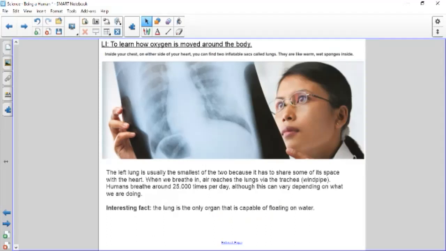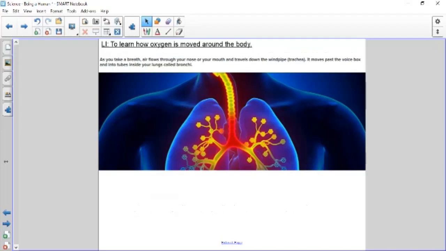Humans breathe around 25,000 times per day, although this can vary depending on what we're doing. An interesting fact is the lung is the only organ that is capable of floating on water. As you take a breath, air flows through your nose or your mouth and travels down the windpipe. It moves past the voice box and into tubes inside the lungs called bronchi.